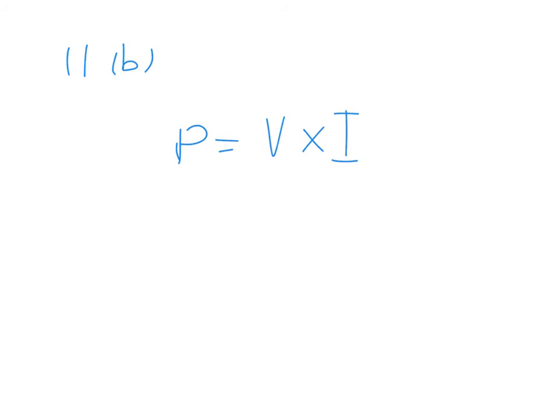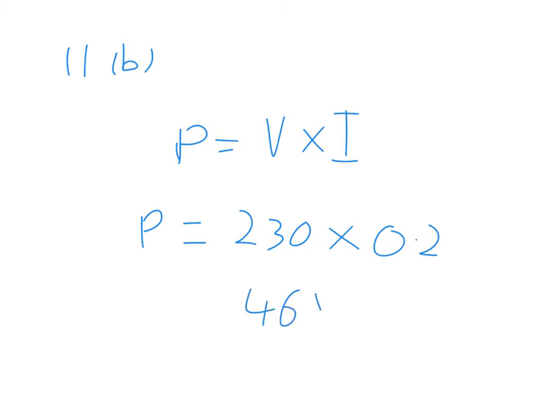Now, if we just look at the primary coil, or the primary circuit on a transformer, it tells us that it's got a 230 volt supply that it's connected to, and that the current in the primary coil is 0.2 A. So that tells us that our total power is going to be equal to 46 watts, or 46 joules per second.